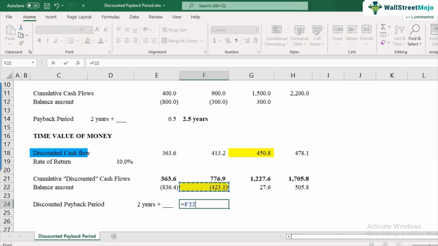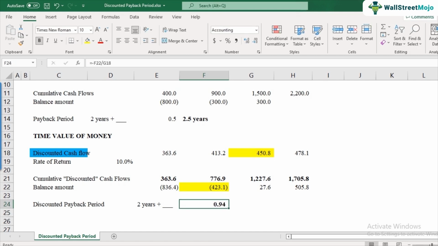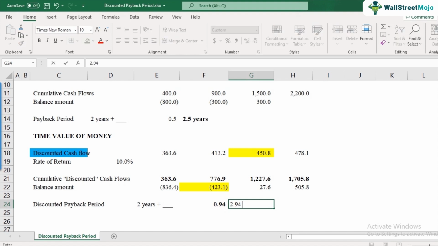Obviously, it will be a fraction of both, right? So 423.1 divided by 450.8. So this will be how much? 0.9. So let me just increase the fraction. So this is 0.94. So the overall discounted payback period is 2.94 years.